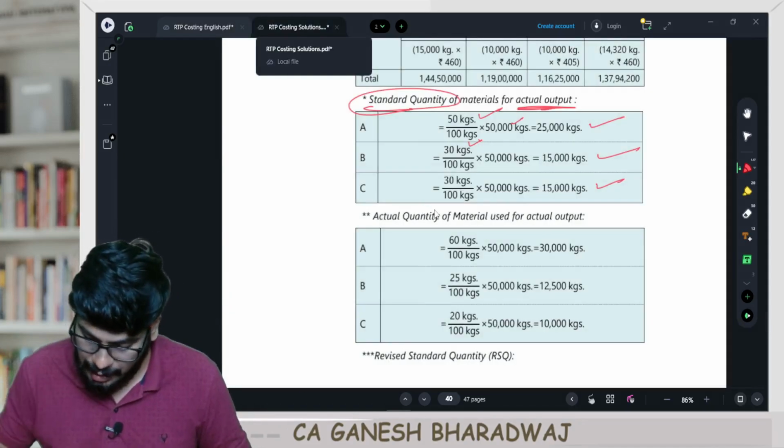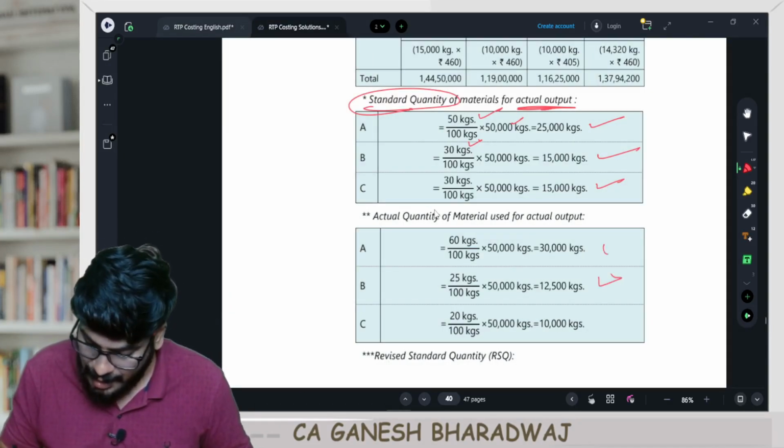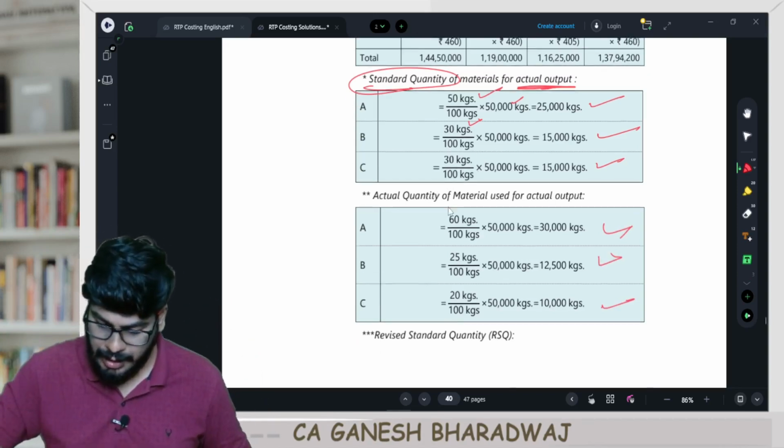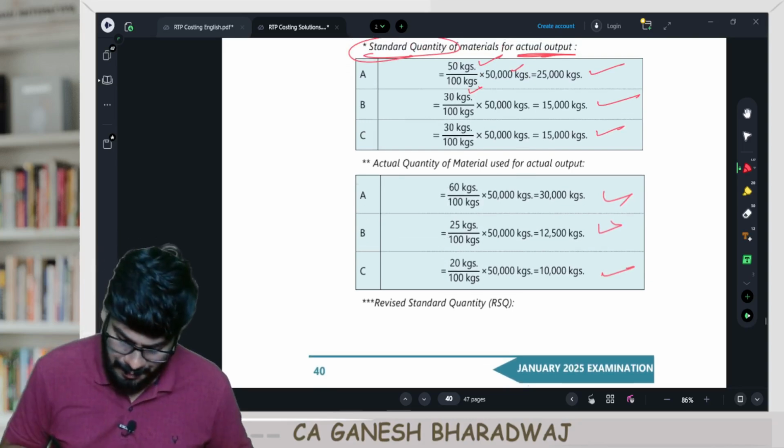This is exactly what they have done here. They have arrived at the actual quantity also. Are you clear with this, guys? Are you clear with this? This is what they have done. Nice. Fine. So now look at this.